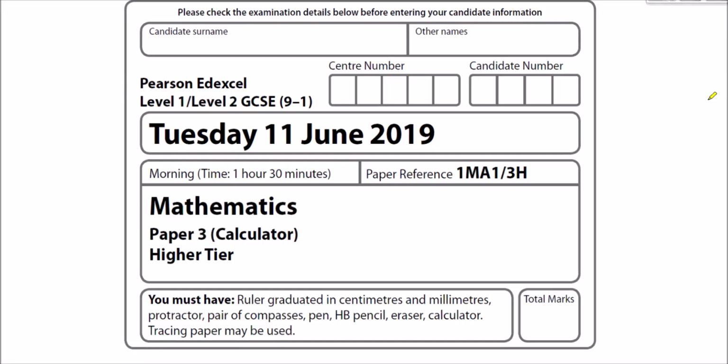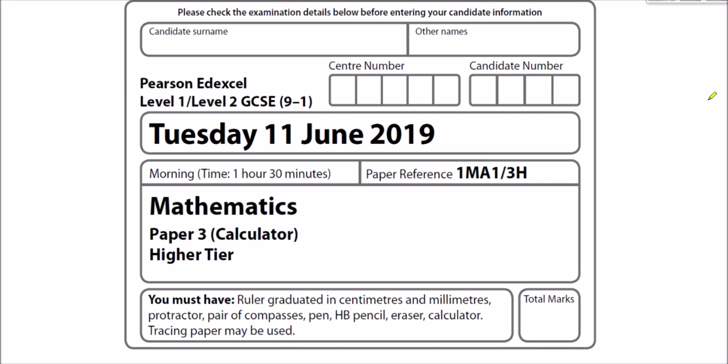What I'm going to be doing here is talking through the entire paper. For some questions I'll show you a variety of methods. For other simpler questions I may just show you the one. So as ever, please as you're watching this do make notes as you're going along and do just check your answers against my own. If you're just watching the video then you won't be getting as much out of it.